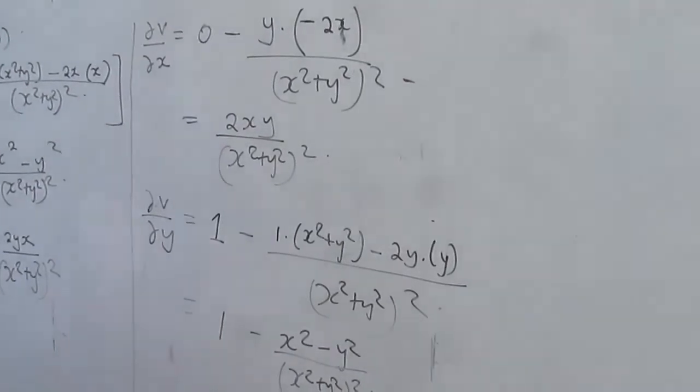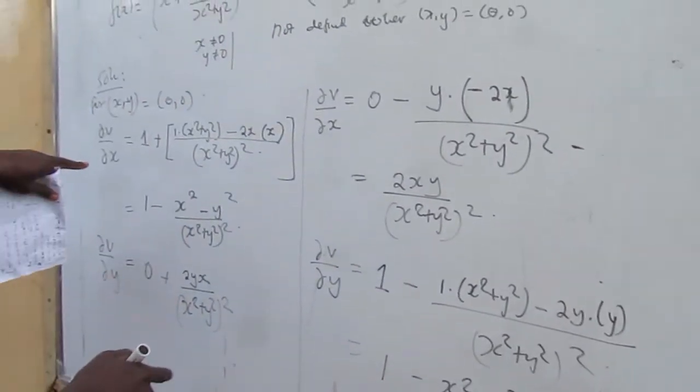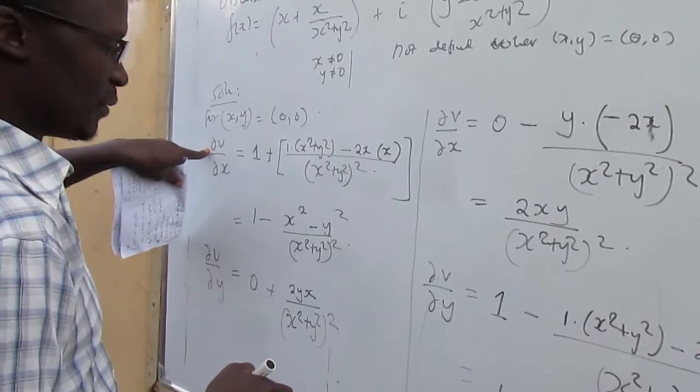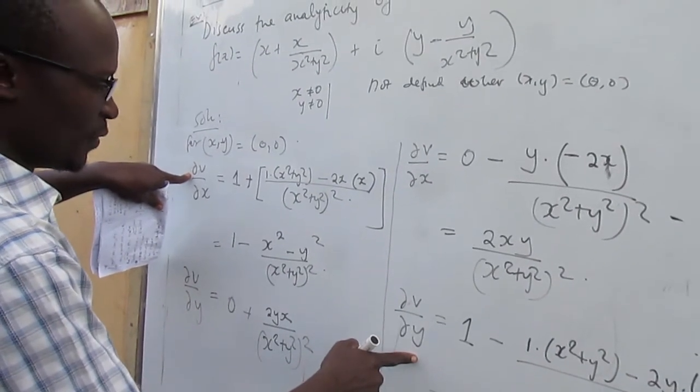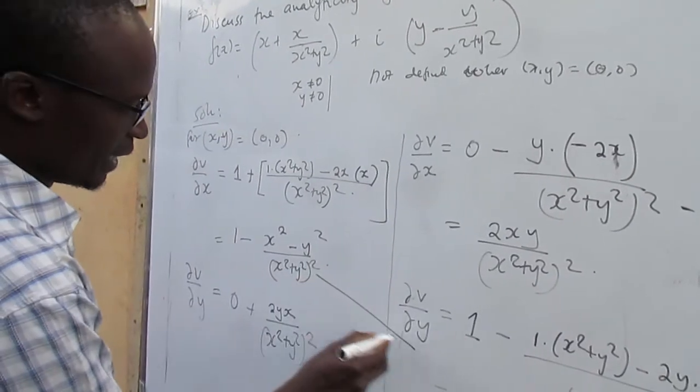And so by the Cauchy-Riemann equations we require that the first partial of u with respect to x be the same as the first partial of v with respect to y, and we notice that these two are equal.